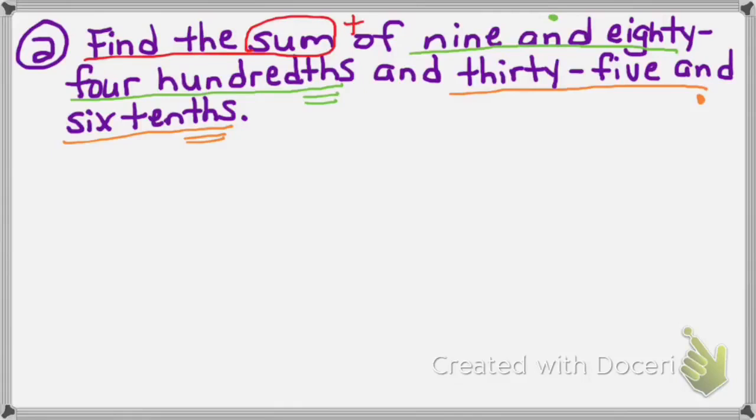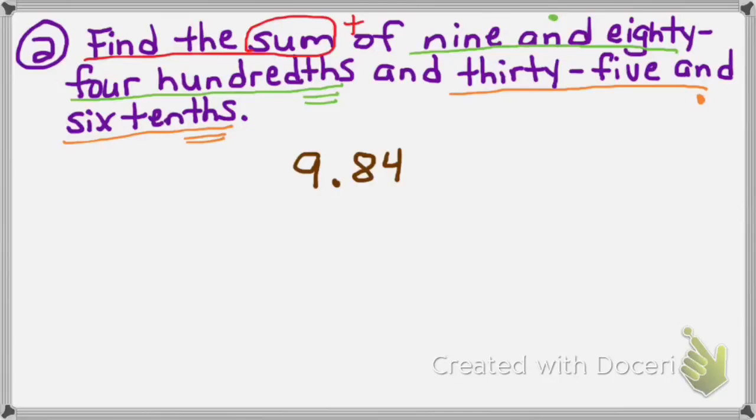So my first number that I underlined in green said 9 and 84 hundredths. Here's my 9, and is the name of the decimal, so the decimal goes there. 84 looks like this, and is that in the hundredths column? Ones, tens, hundredths? Yes. This number is 9 and 84 hundredths, so that is correct.